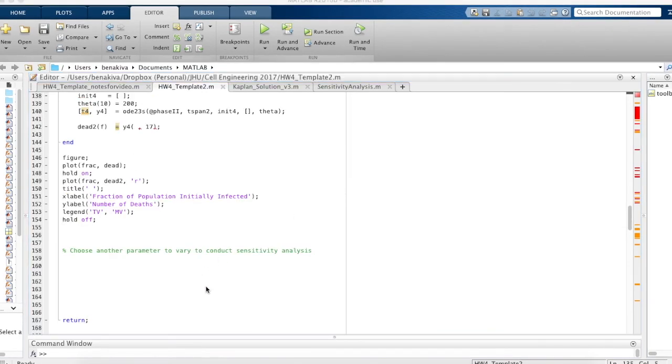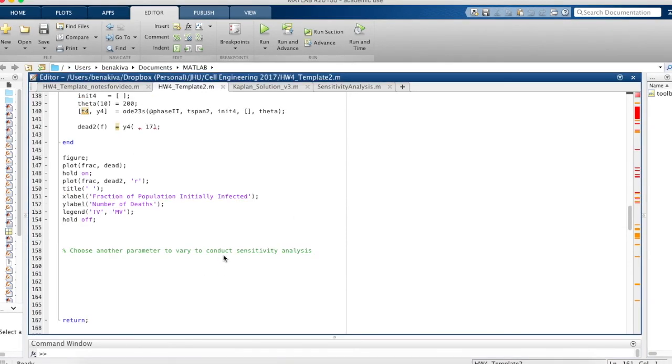So finally, you're going to do a second sensitivity analysis where you vary a different parameter of your choosing. There are the 3 others that they varied in figure 2 of the paper that you can choose from. And that's it. Good luck with the homework.